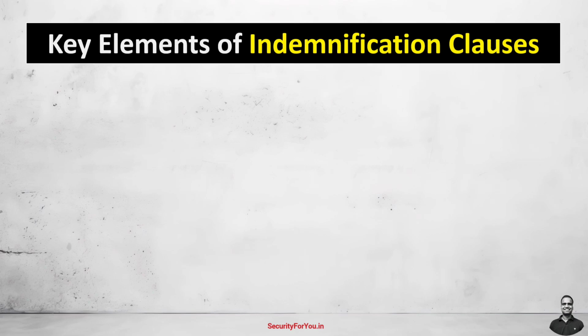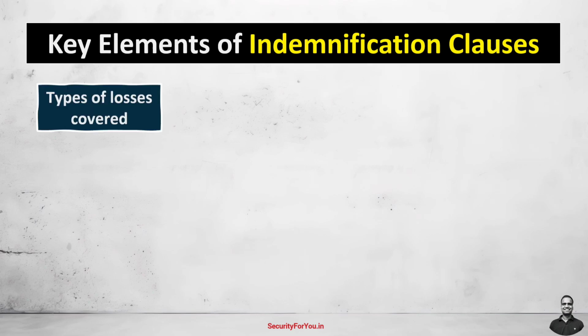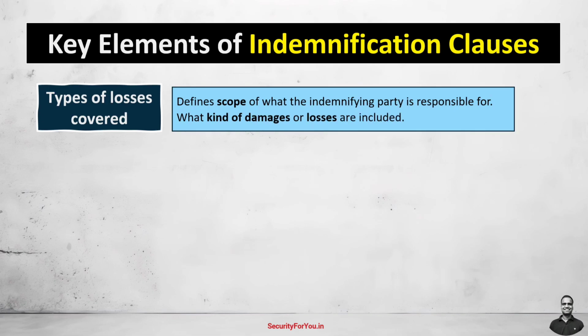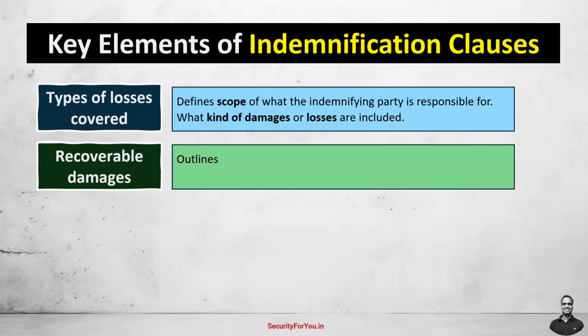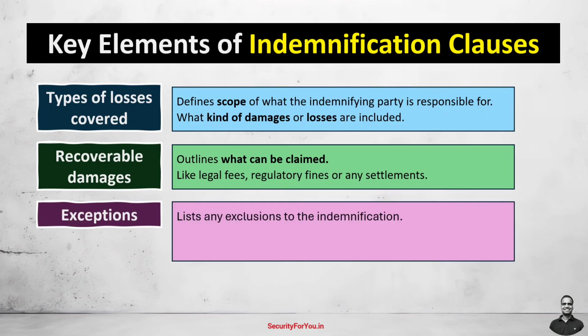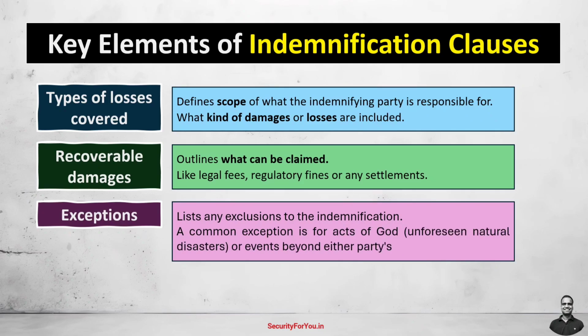Let's look at some of the key elements of indemnification clauses. Types of losses covered defines the scope of what the indemnifying party is responsible for, like what kind of damages or losses are included. Recoverable damages outlines what can be claimed, like legal fees, regulatory fees, or any settlement with affected individuals. And exceptions. It lists any exclusions to the indemnification. There are situations where the indemnification clause might not apply. For example, a common exception is for acts of God, unforeseen natural disasters, or events beyond either party's reasonable control, right?